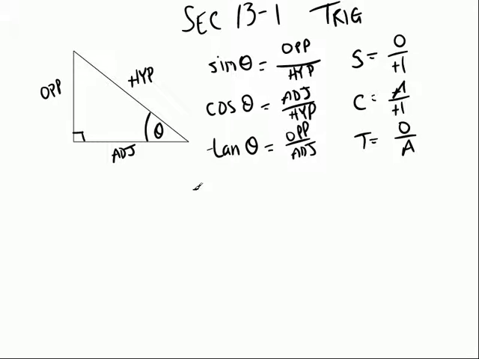SOHCAHTOA. So if we write it out like this, it's SOHCAHTOA. Remember that, don't you? Mm-hmm. Okay. And it's just an easy little device to remember which one is opposite, hypotenuse, and all that. You never learned that one? You just memorized it straight up.